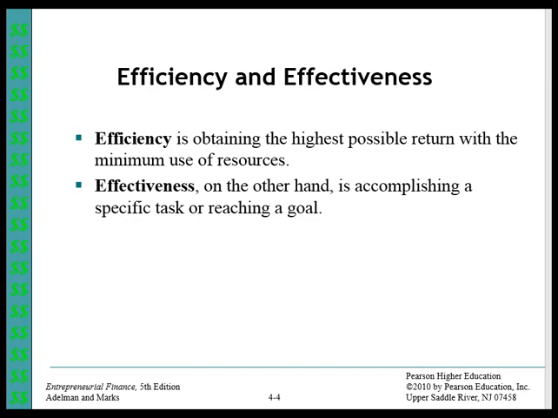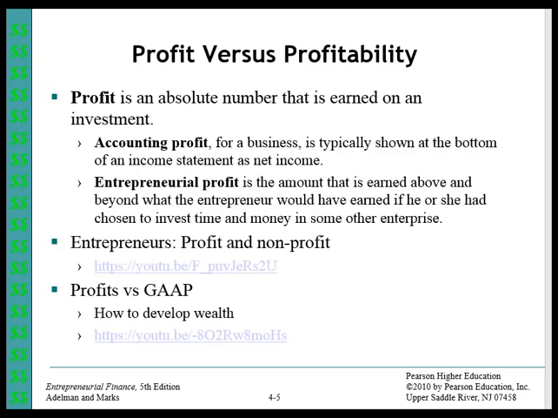So let's go ahead and get started talking about the differences between efficiency and effectiveness. Efficiency is getting the highest possible return based on the assets that you have purchased. Effectiveness is just accomplishing a task. They're different things, if you will. So we want companies to be very efficient. We want them to be able to create returns on assets that they have purchased for the company.